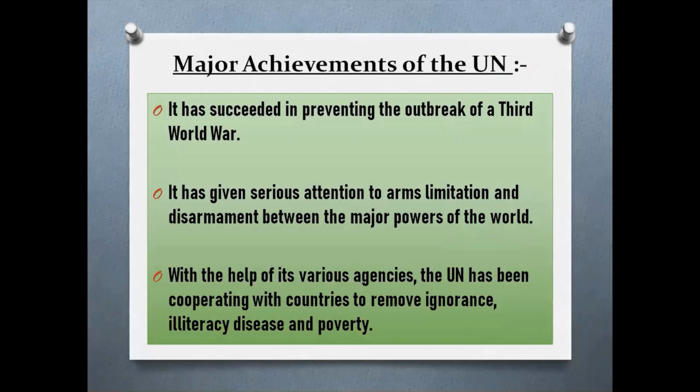Major achievements of the UN. It has succeeded in preventing the outbreak of a Third World War. It has given serious attention to arms limitation and disarmament between the major powers of the world. With the help of its various agencies, the UN has been cooperating with countries to remove ignorance, illiteracy, disease, and poverty.